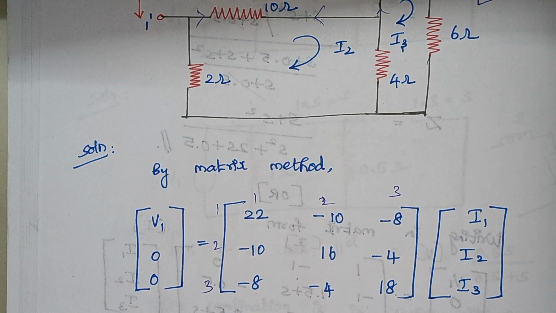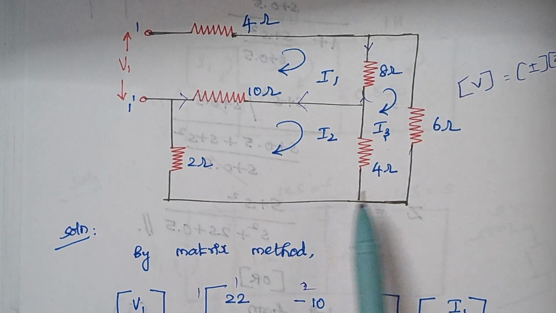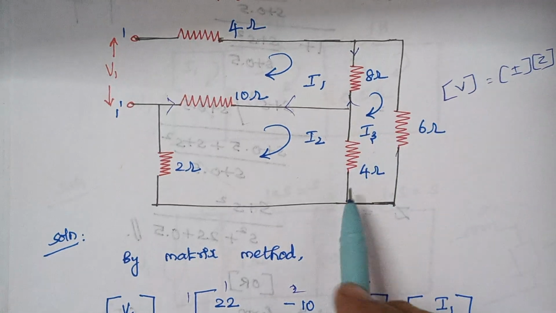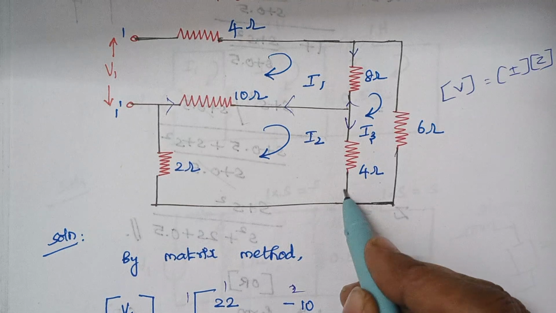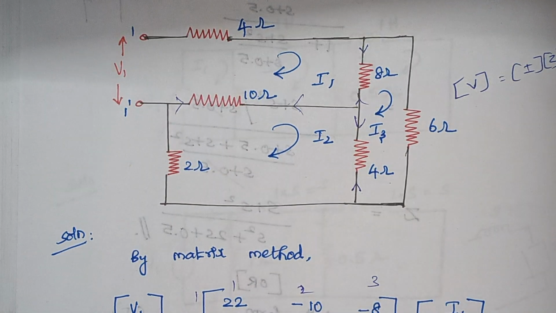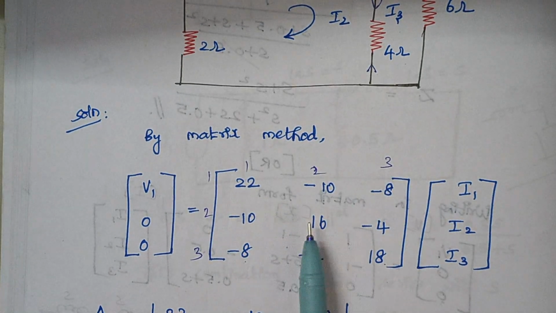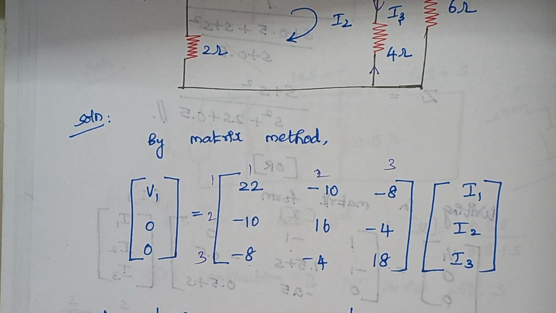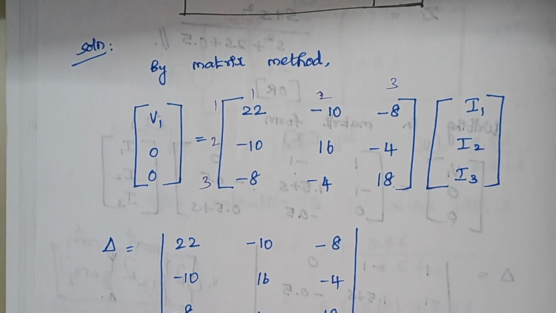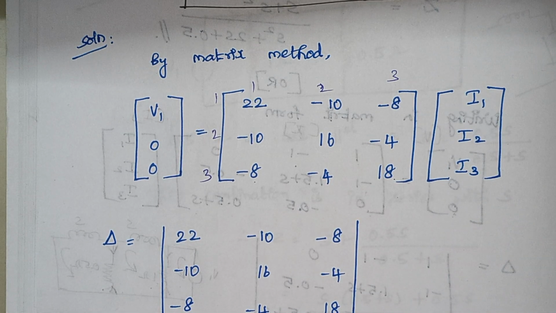Now we are going to find the resistor which is common to loop 2 and loop 3. This is your loop 2 and this is your loop 3. The common resistor is 4 ohm. I2 flows like this and I3 flows in the opposite way. So here it is minus 4. Now we have completed this matrix, and the respective currents flowing through the loops are I1, I2 and I3. This is the important step. Once it is done, check one more time and then proceed.